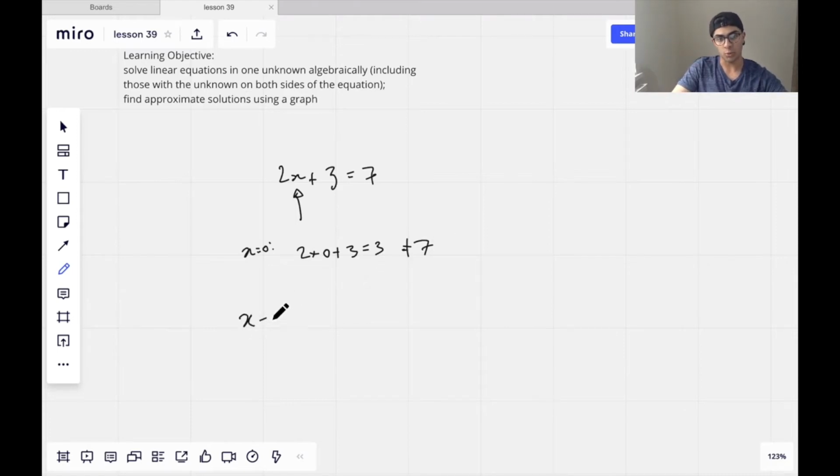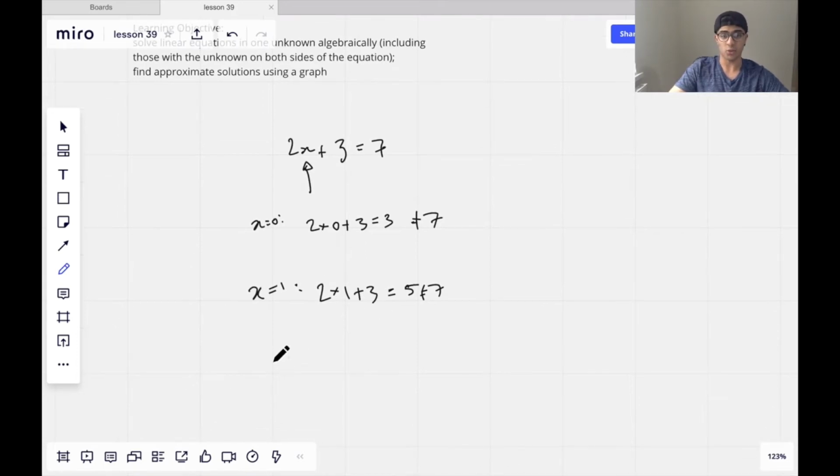How about x equals 1? Well, we can have 2 times 1 plus 3. Well, that is equal to 2 plus 3, which is 5, which does not equal 7. So again, x equals 1 isn't the solution either. Let's try x equals 2. 2 times 2 plus 3, well, that's 4 plus 3, and that is 7. So, the value of x that does satisfy this equation is 2.